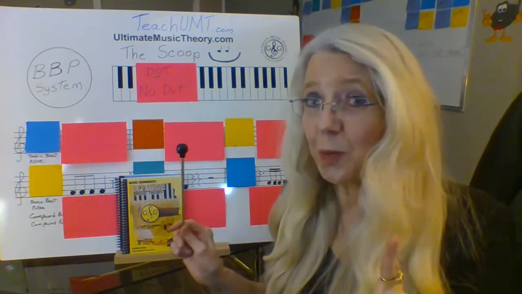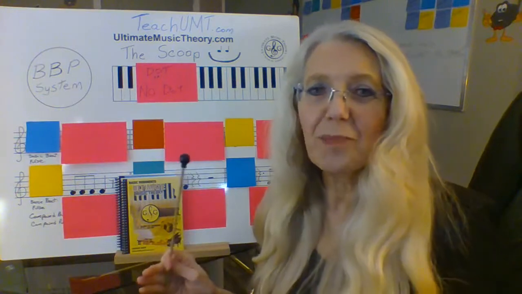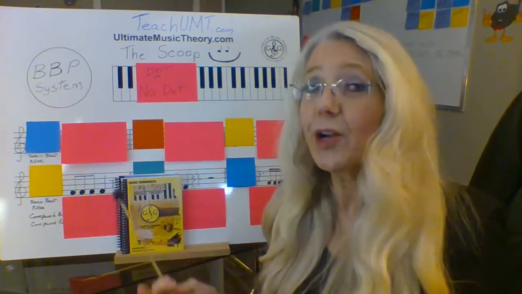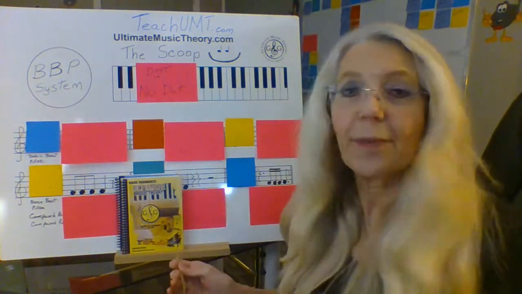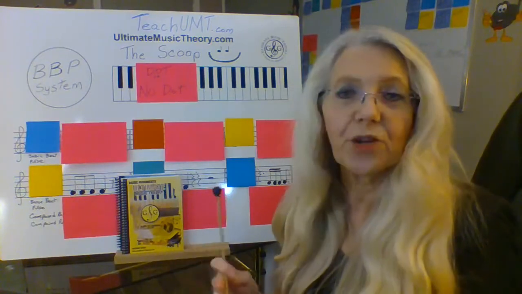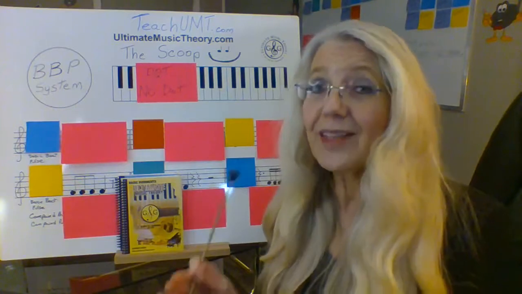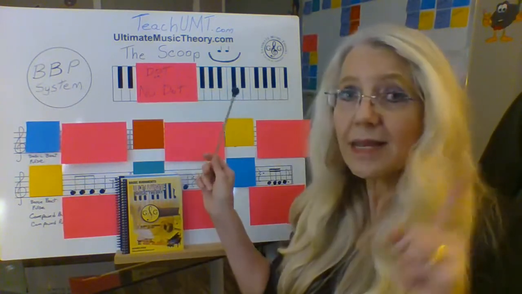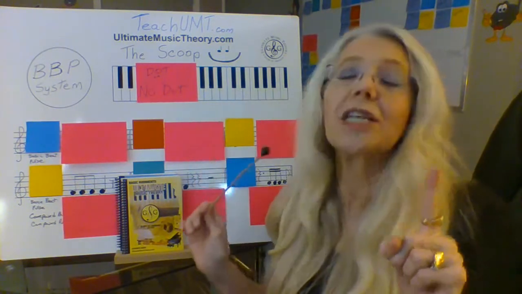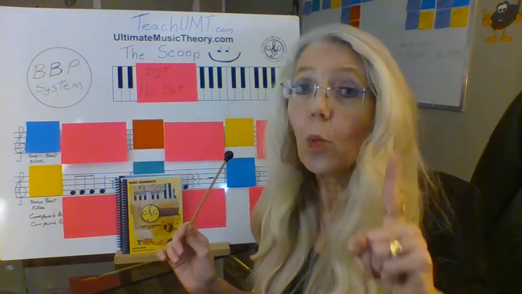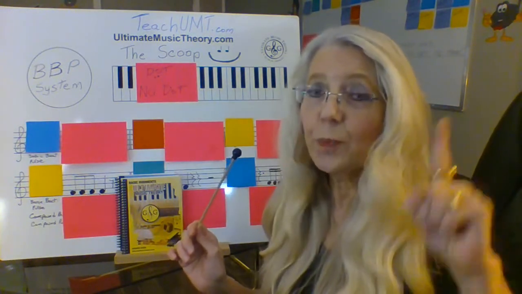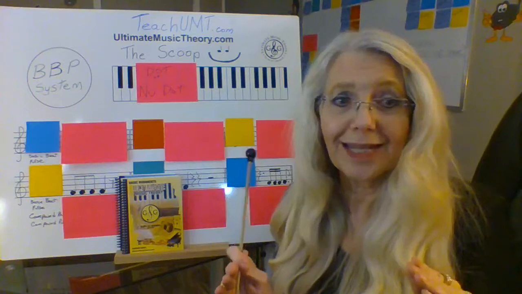Inside the Ultimate Music Theory program, whether you're in the beginner ABC series, the basic rudiments workbook series, intermediate, advanced, whatever level you're doing, you've got to get the scoop. The scoop is a visual representation of one basic beat, one note. That's it. The scoop is one note. We're going to be talking about that today.